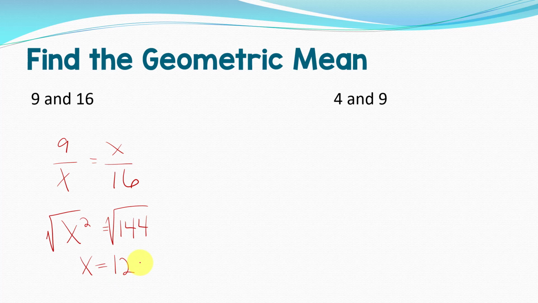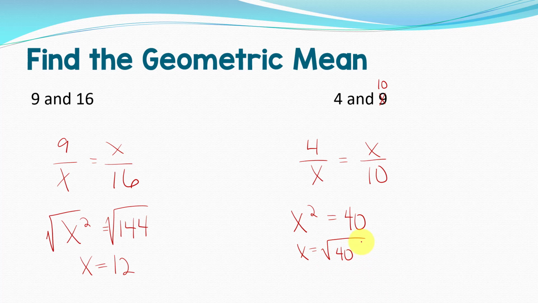Okay. The next one, I think I want to change this, because this is going to come out to be another perfect square. Let's change this to be 10, just so we can see an example. So the geometric mean between 4 and 10, I'm going to have the geometric mean going down twice, the other two numbers in the other two spots. X squared equals 40. And now this is not a perfect square, so x is the square root of 40.